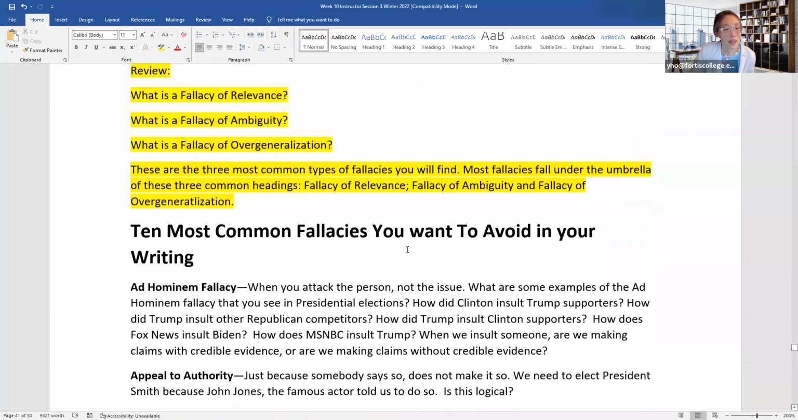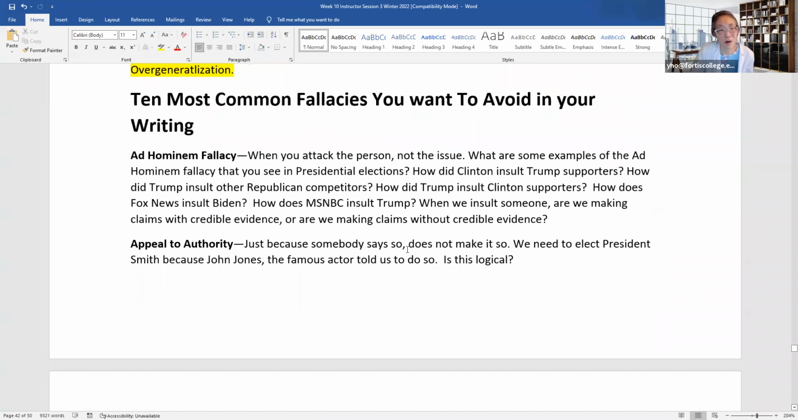So now we're going to cover, this will be the last part of my lecture, the 10 most common fallacies you want to avoid in your writing. So here you have the ad hominem fallacy, when you attack the person, not the issue. What are some examples of ad hominem fallacies? That's when Clinton and Trump would insult each other.